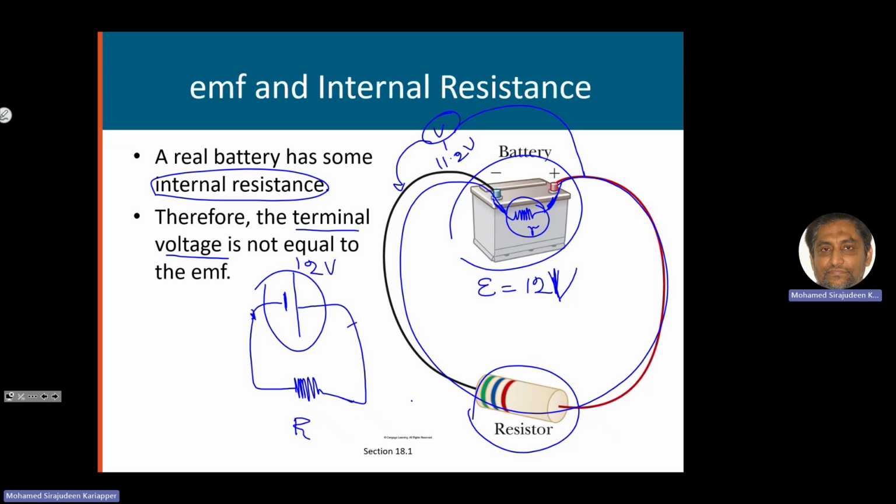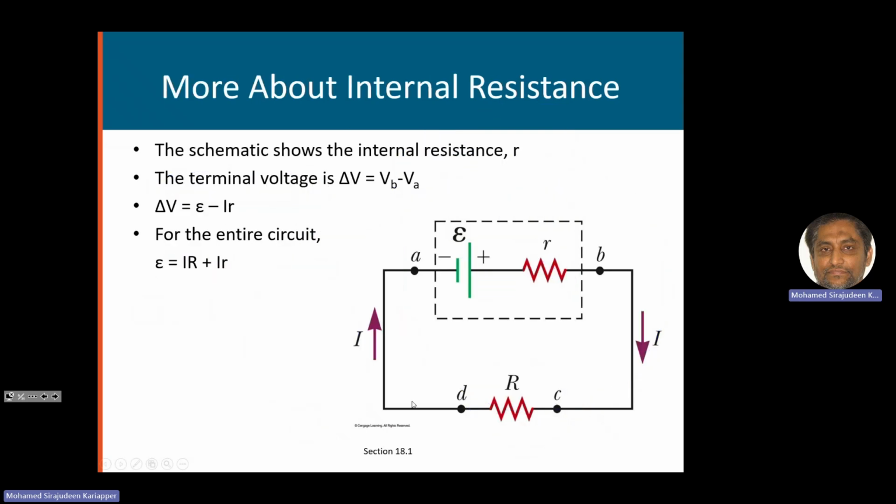What appears across this external resistance is called the terminal voltage, delta V, and it will be less than the EMF of the battery. Unfortunately, we don't want that to happen. We want everything to come out, but because of the internal resistance, it is reduced. So you need to know these things: the battery has an internal resistance.